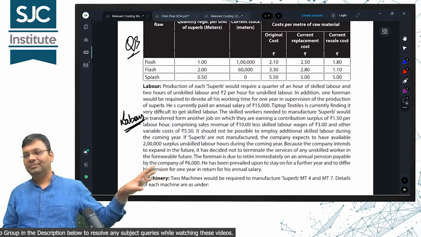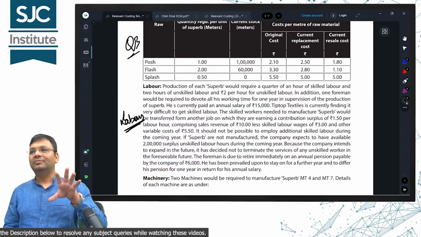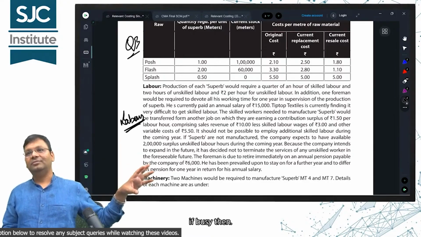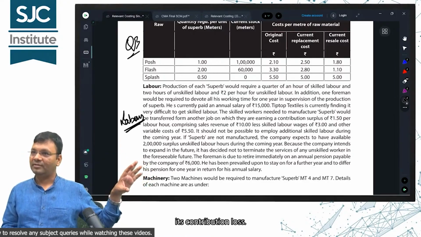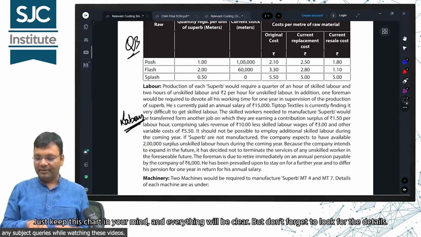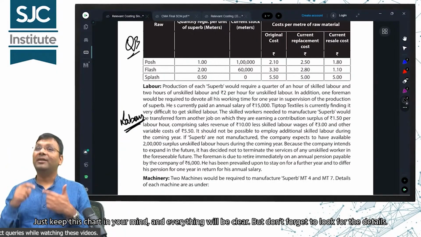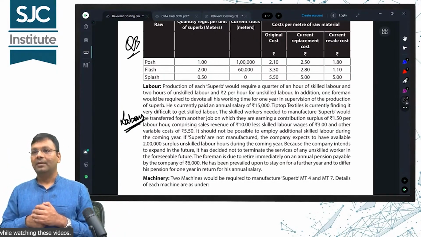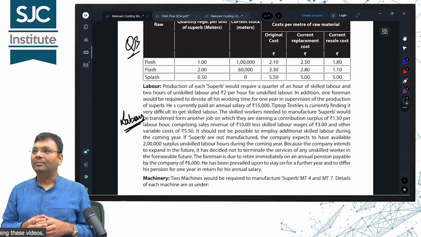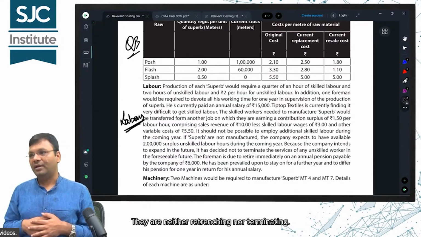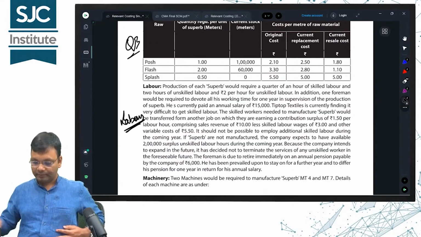idle, busy. If idle, then nothing. If busy, then it's contribution loss. Just keep this chart in your mind and everything will be clear. But don't forget to look for the details. It is written as direct here, but they are neither retrenching nor terminating. So it can also be indirect.